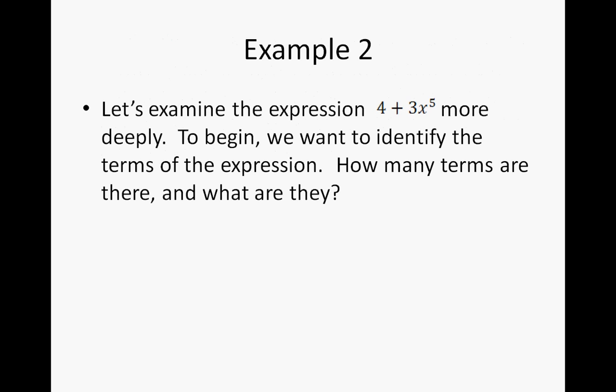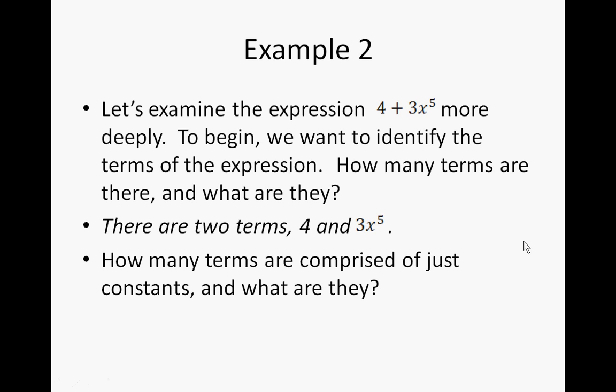All right, example 2. Let's examine the expression 4 plus 3x to the 5th power more deeply. To begin, we want to identify the terms of the expression. So how many terms are there and what are they? Well, there are 2 terms, 4 and 3x to the 5th power. How many terms are comprised of just constants and what are they? Well, we have 1 term, and that is the 4. The 4 is the constant, and it's the only constant.